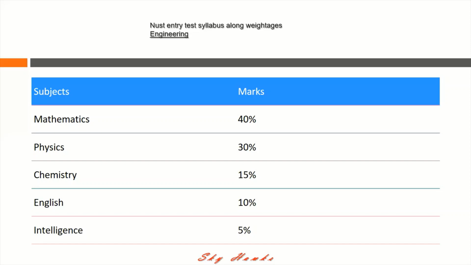weightages: mathematics 40% and physics 30%, chemistry 15, English 10, intelligence 5. So whatsoever the questions, 200 or 300, at the final stage when they are preparing the merit for the admission, they are just giving the weightages to all these portions. So once again, mathematics and physics are the major portion, and definitely we have a lot of questions, question banks with us.